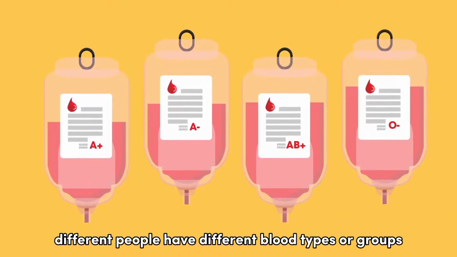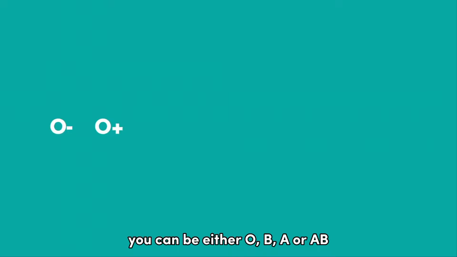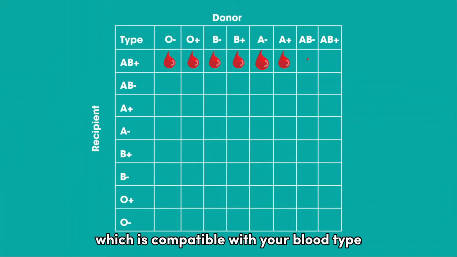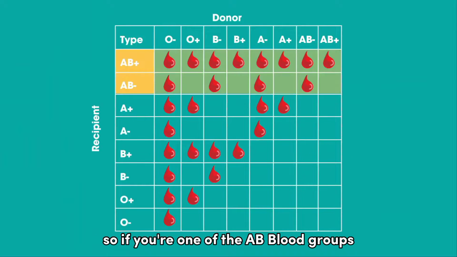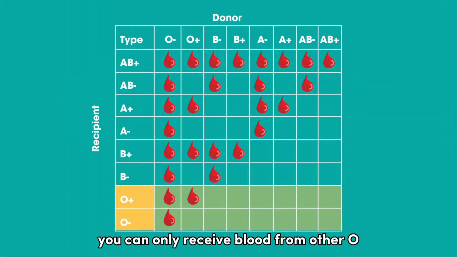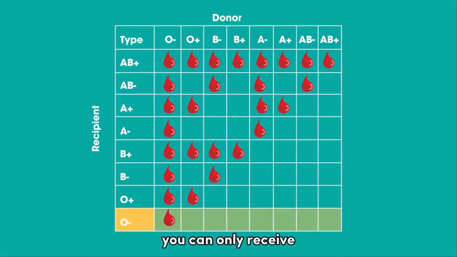Different people have different blood types or groups, right? You can be either O, B, A, or AB. If you are given a blood transfusion, you must have blood which is compatible with your blood type. So if you are one of the AB blood groups, you can receive blood from all kinds of donors, whereas if you are blood type O, you can only receive blood from other O. Or if you are O negative, you can only receive blood from other O negative donors.